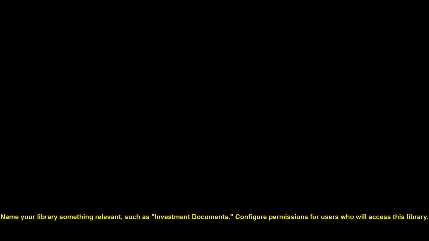Click on Create New Library to set up a dedicated space for your investment documents. Name your library something relevant, such as Investment Documents. Configure permissions for users who will access this library. Set roles and rights according to your team's needs for security and accessibility.